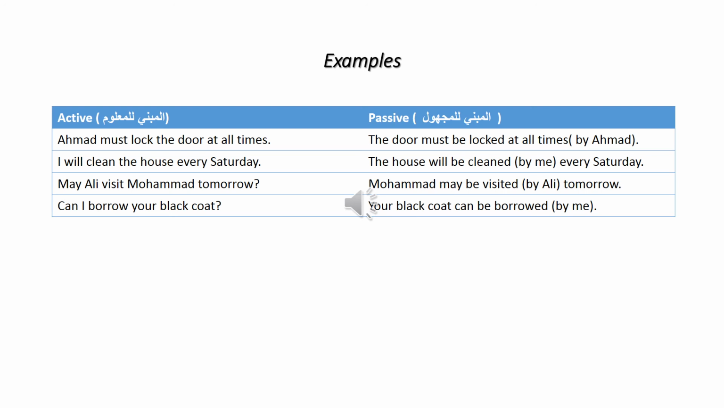Ahmed, the subject; must, the modal; lock, the infinitive form of the verb; the door at all times, the rest of the sentence، باقي الجملة. In passive, I start with the object, the door. I put the object at the beginning of the sentence. The door, then the modal must, then be, then locked. الverb 3. الverb 3 من lock، حطينا locked, at all times.